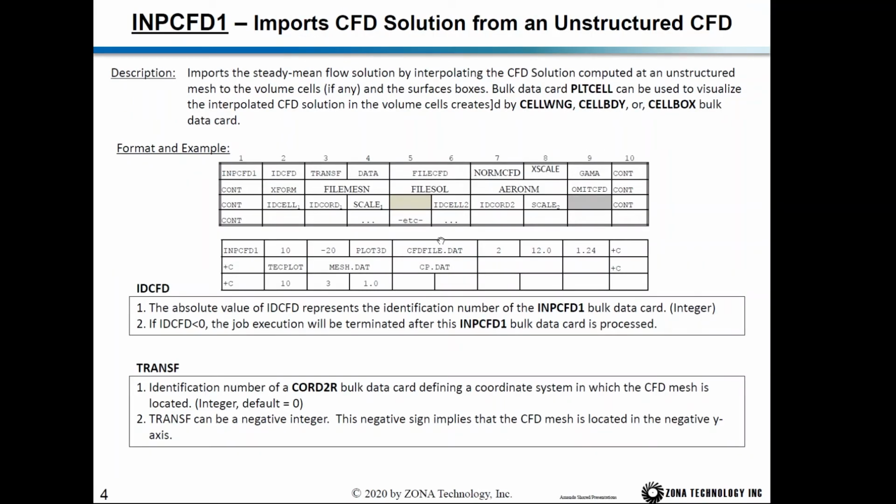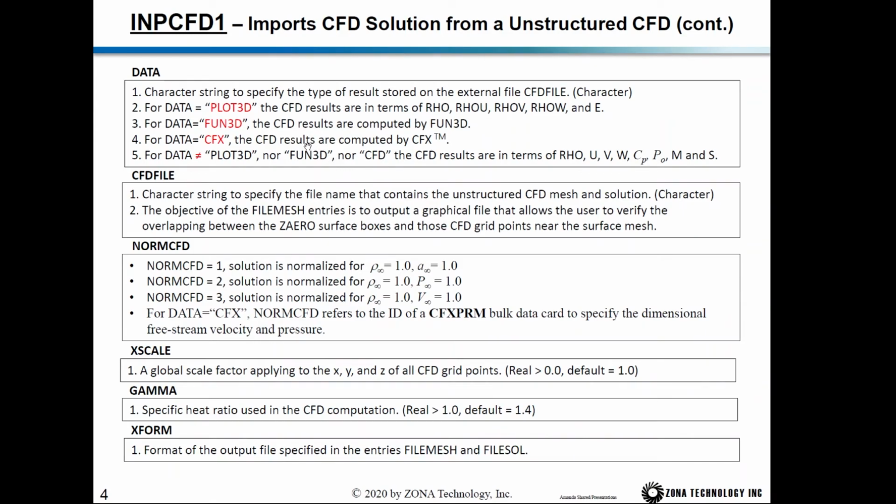IMP CFD1 is just like IMP CFD, except it imports the unstructured CFD. Again, you can use the PLOT CELL card to look at the interpolated solution in the volume cell, and the ID CFD is ID, and the TRANS F is the same as the IMP CFD. However, unlike the structured CFD, the unstructured CFD codes don't have a standard format. So the DATA will tell ZAERO what kind of format.